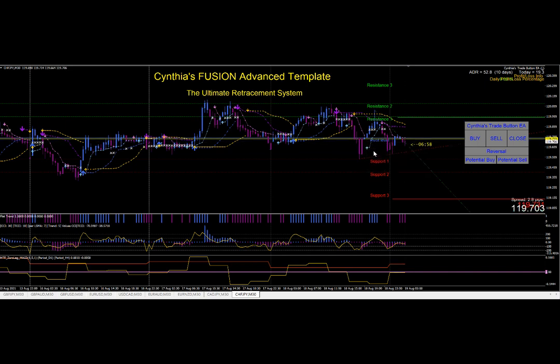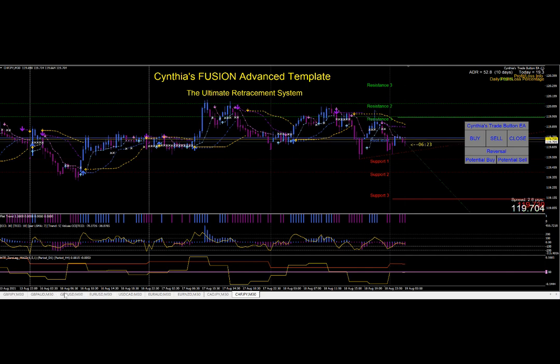But this is the CHF JPY, which doesn't trade in great trends. You can see here the ADR is only 52.8 pips averaged over 10 days, so that's not a great example, but it does show you how you can use the Fibonacci lines to plan your trade. You know when you enter it's going to be around a Fibonacci level, and when you exit you have the Fibonacci levels to plan your exit ahead of time.